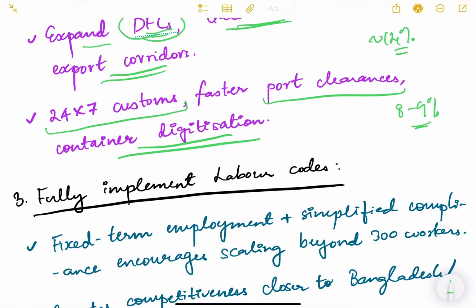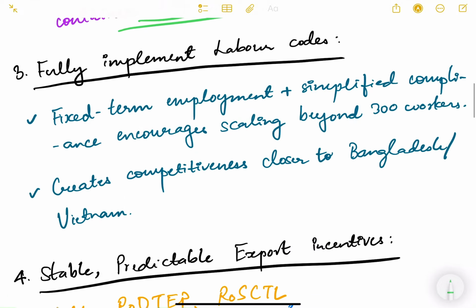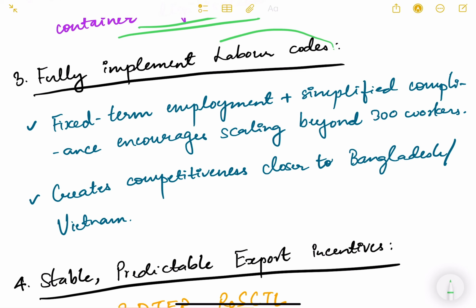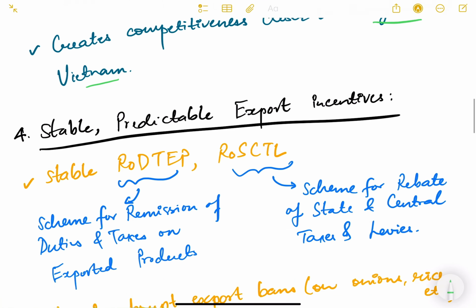Then the next one is to fully implement the labor codes. Fixed term employment and simplified compliance encourage scaling beyond 300 workers, and create competitiveness closer to Bangladesh and Vietnam. So we need to simplify our labor codes. We have already done that, but full implementation is needed.